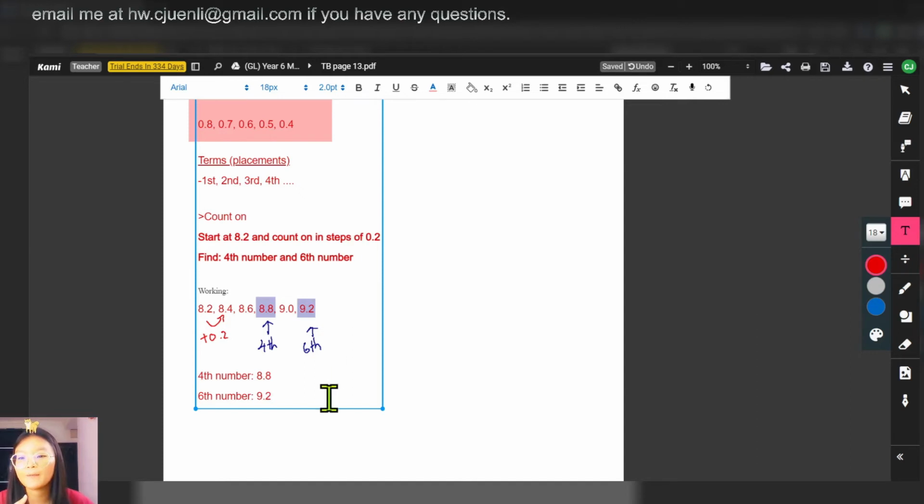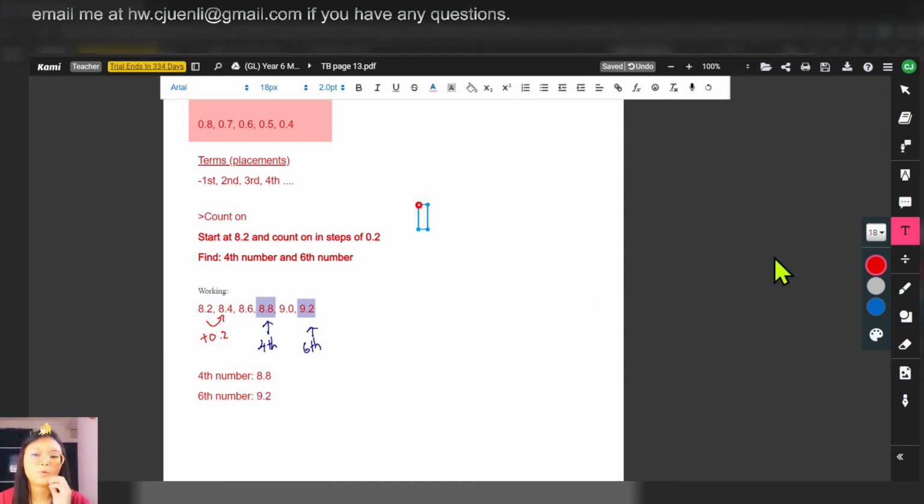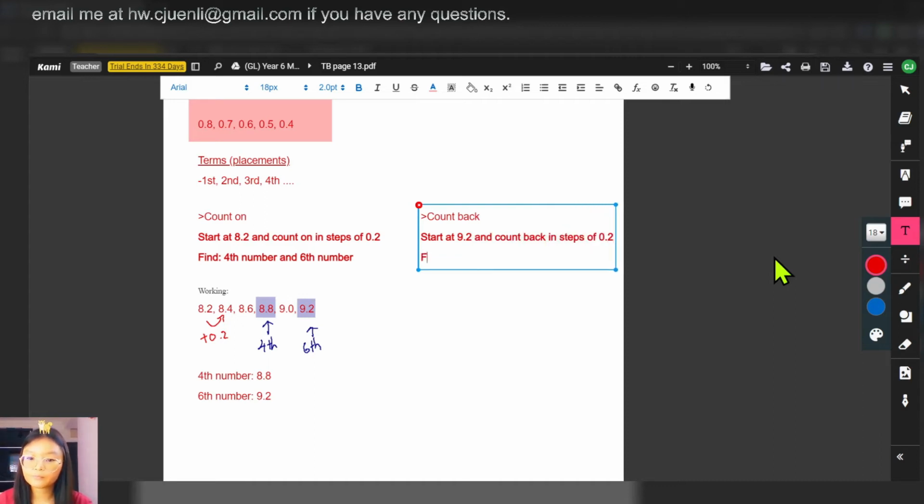We also have counting back, or count back itself. Basically, not much of a difference. It's just that we also use the same example. Then let me show you first. Count back, start at, let's choose 9.2. Right? Use the same example, just the opposite way. And count back in steps of 0.2. Find the third number and the fifth number.